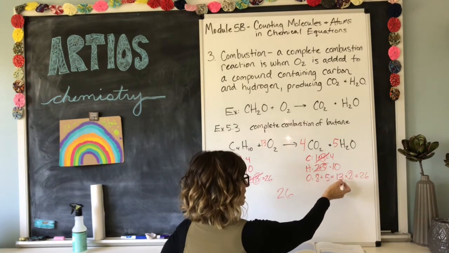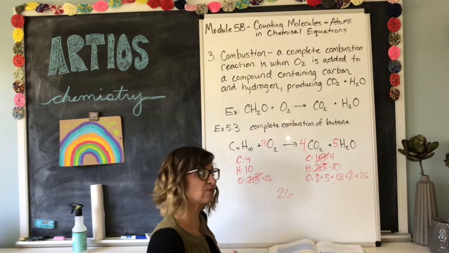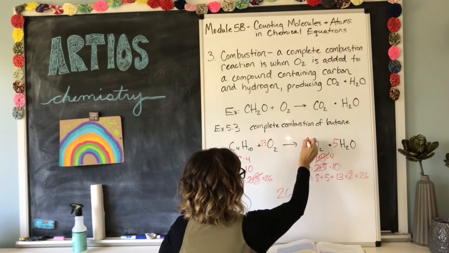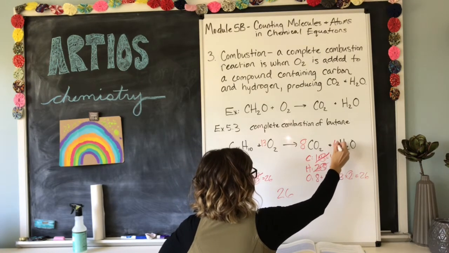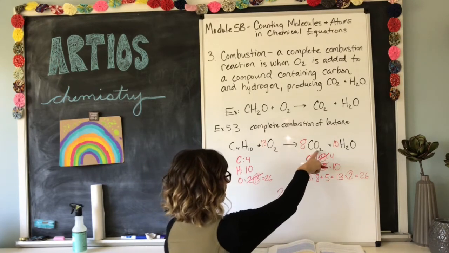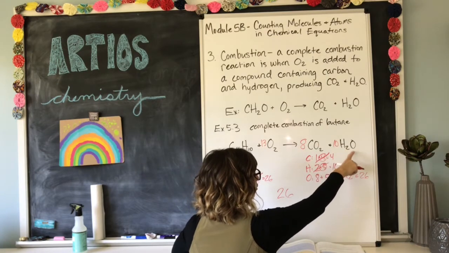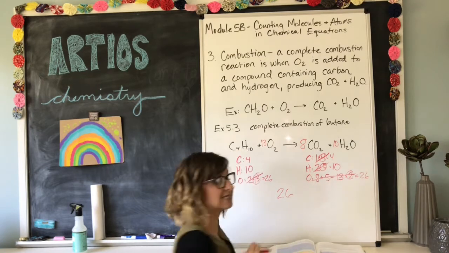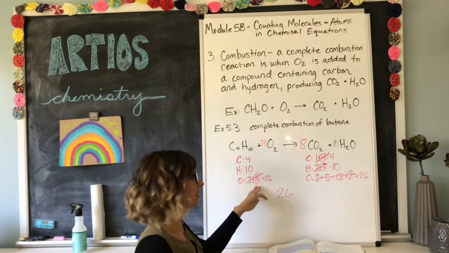So I have 13, I want 26, I want twice as many oxygens, so I'm going to double each of my present coefficients. So instead of a 4 right here, I'm going to make this an 8. Instead of a 5 right here, I'm going to double that and make that a 10. Okay? So now for oxygen, I have 8 times 2 is 16, plus the 10 right here. 16 plus 10 is 26. So I now have 26 oxygens on the right, 26 oxygens on the left.